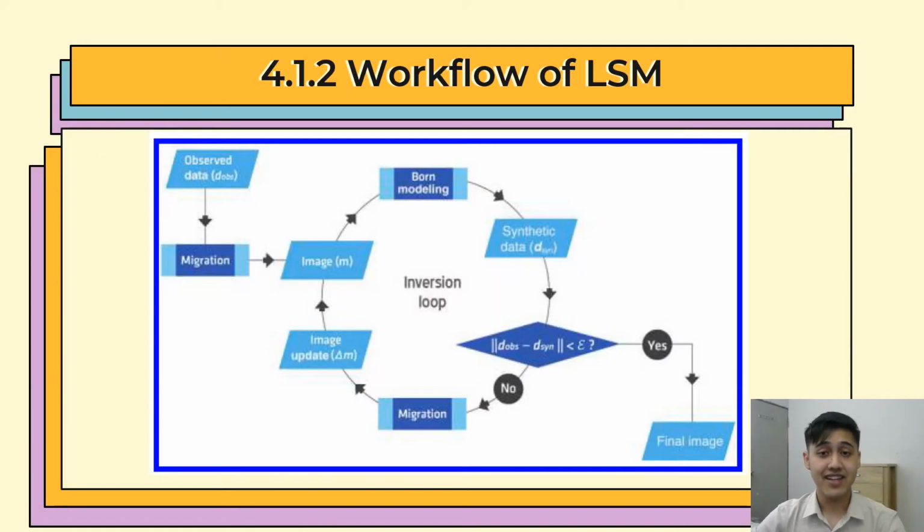The first step of LSM starts with a standard migration. Then after that, the migrated image will be used as a reflectivity model in Born modeling and create a synthetic data. After that, we will try to compare the differences between the observed data and synthetic data. If the differences are large and not within the acceptable threshold, then the differences will be migrated and used to update the image and form a new updated image. When the differences between observed and synthetic is acceptable, then it will form the final image.